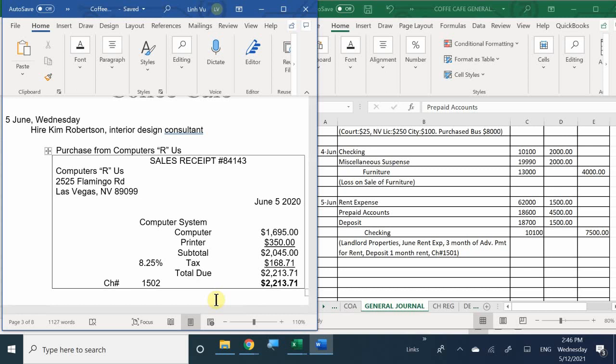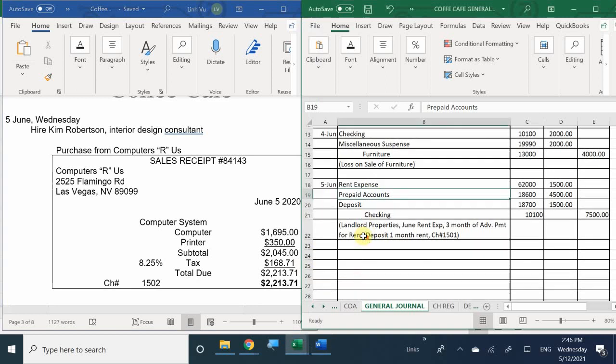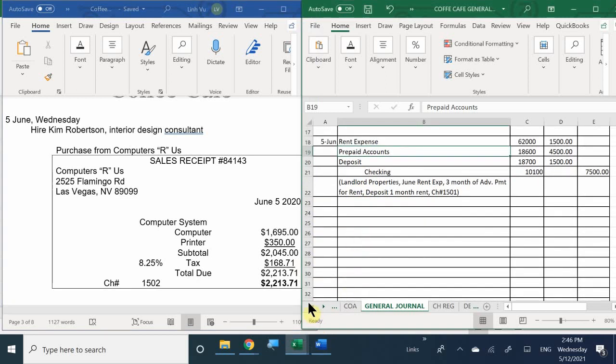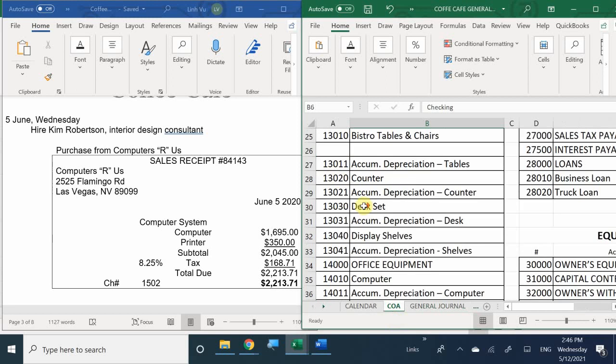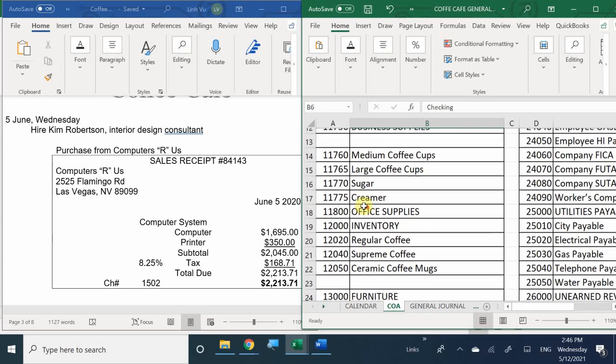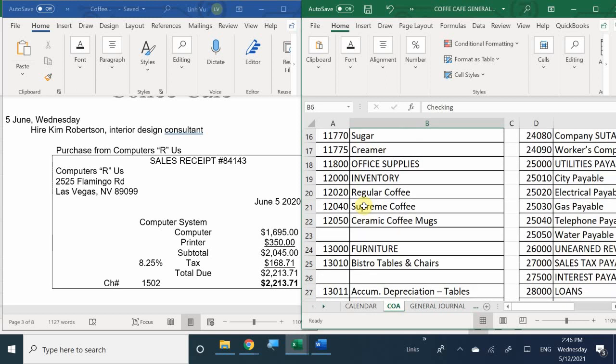So, therefore, how are we going? And we paid with a check. So, there you go, right here on the receipt, it says that we paid with check number 1502. So, therefore, let's check our accounts because what did we buy? We bought assets. Okay, so let's go ahead and take a look at our chart of accounts and see where those assets belong.